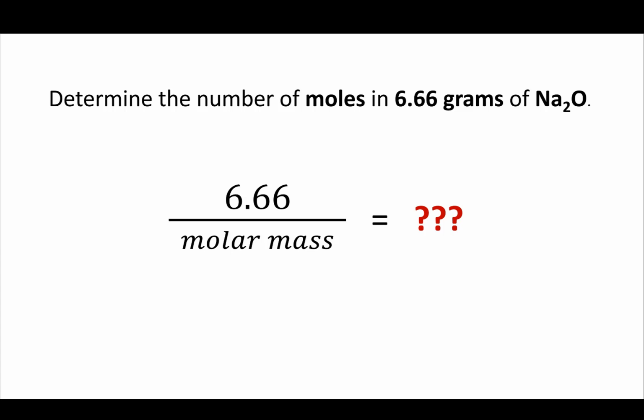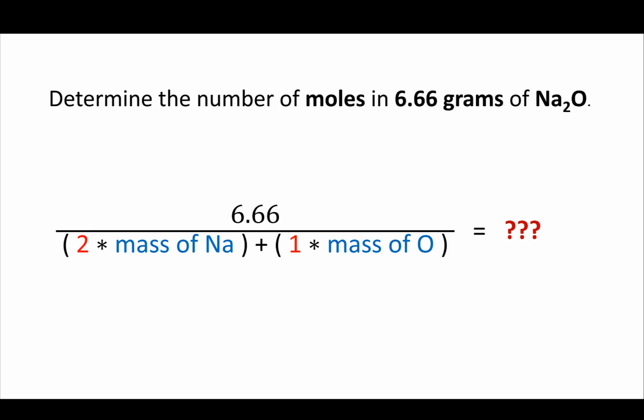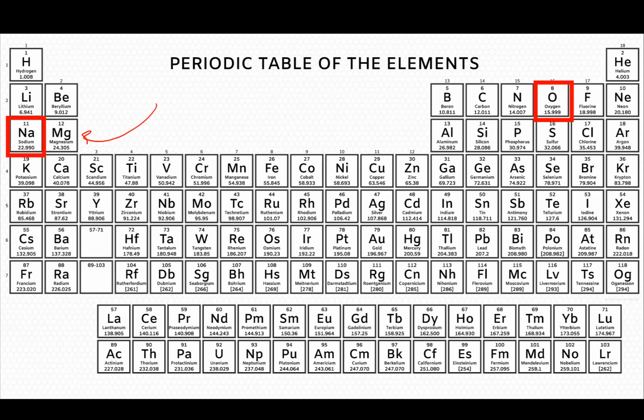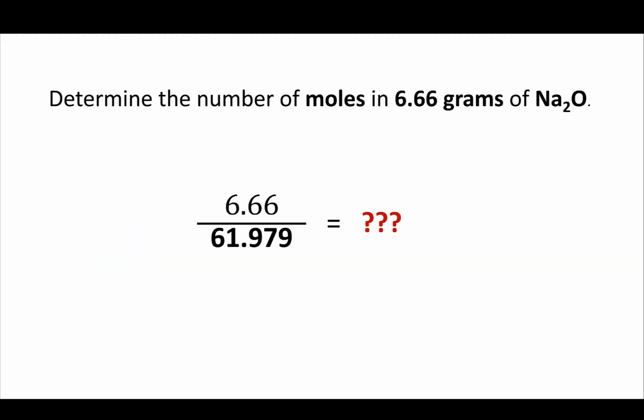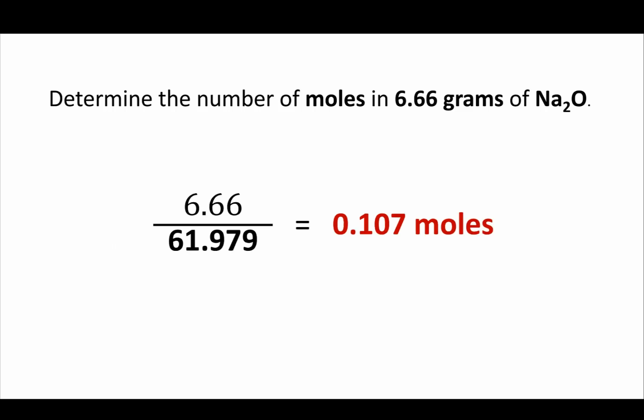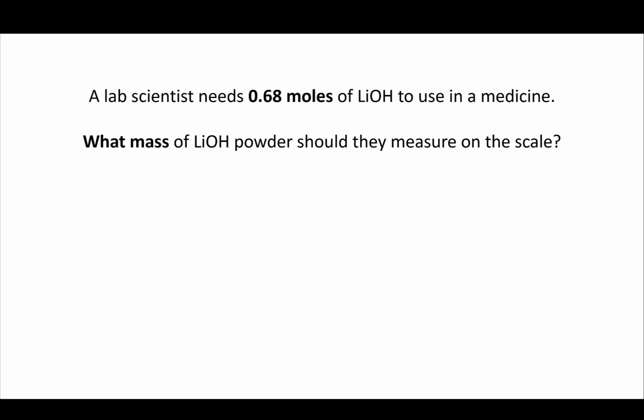So you actually have to figure out what the molar mass of Na2O is. I have 2 sodiums and 1 oxygen. So the molar mass is going to have 2 copies of sodium and 1 copy of oxygen. Sodium is right there. It's about 23. Oxygen is right there. It's about 16. So you put this into a calculator, figure out that the molar mass is 61.979, then you do the division. 0.017 moles. It's totally fine to get a number less than 1. So that's the answer.